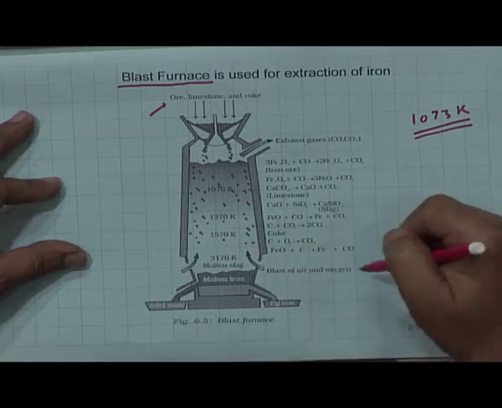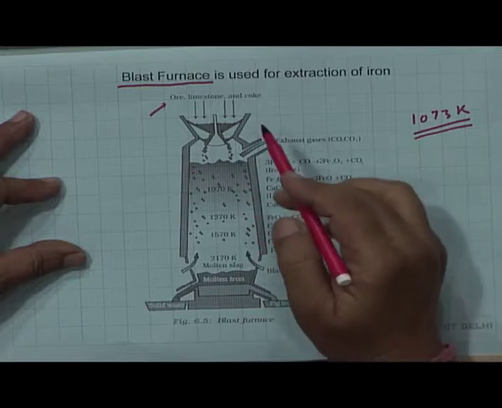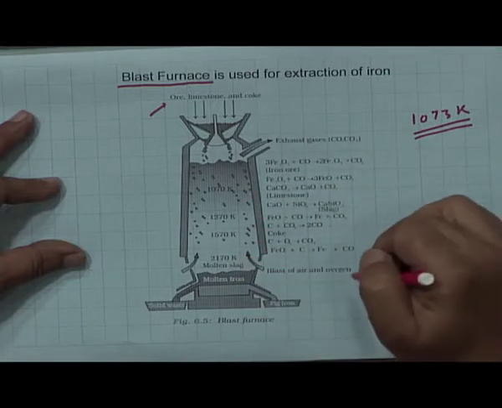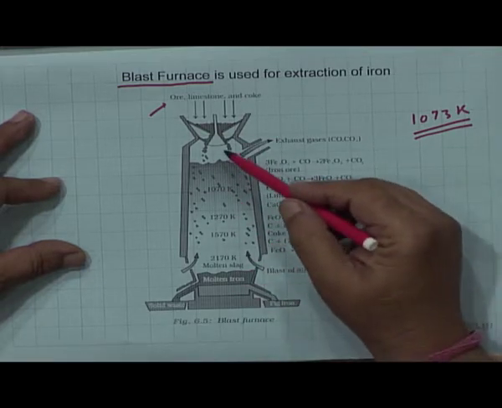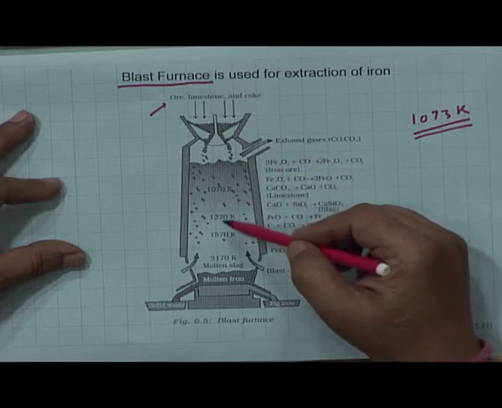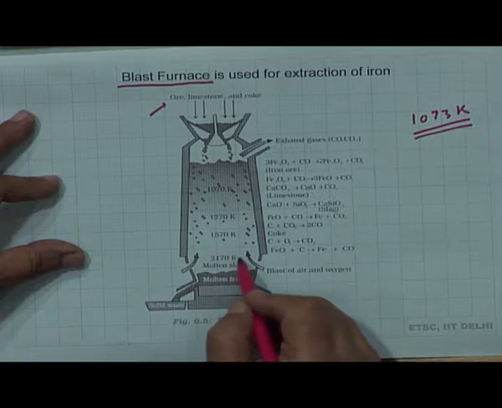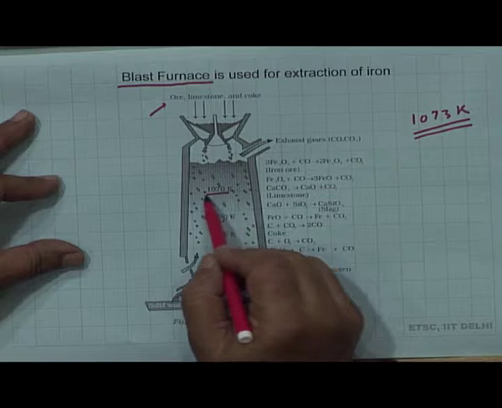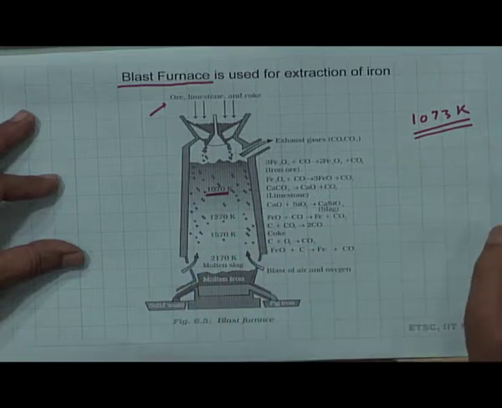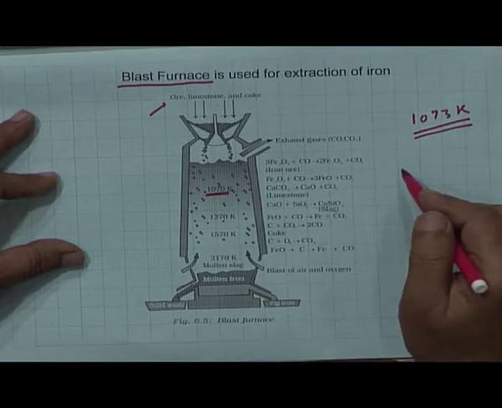Basically, air or oxygen is blasted from the bottom. This coke which is coming, this is hot air, this will burn. So, there will be a temperature gradient in this blast furnace. The maximum temperature will be at the bottom, and here the temperature will be around 1070 Kelvin.